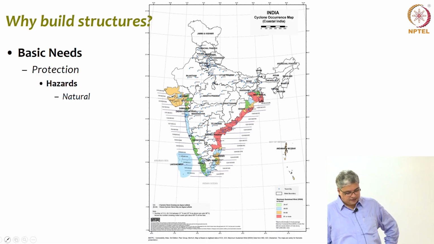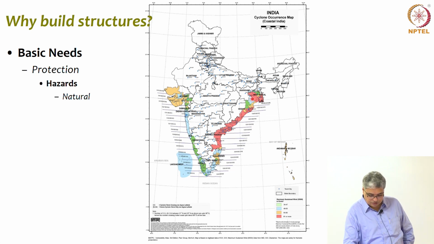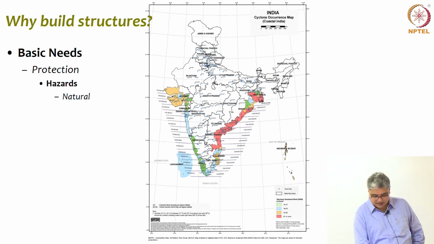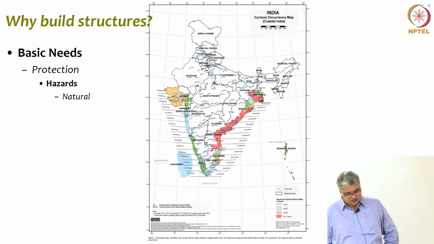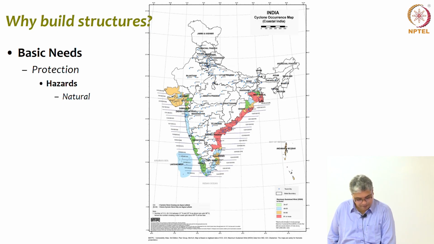So if you really look at it, I'll just touch upon some of the very important ones, which are cyclonic occurrences. So you see that the whole of the coastline of India is actually prone to cyclones, and we have the eastern coast more prone than the western coast, and we'll see some data. So when we build structures, we have to ensure that whatever we build can take these natural events and protect ourselves.